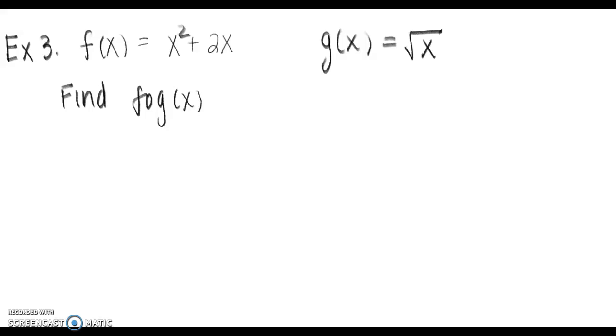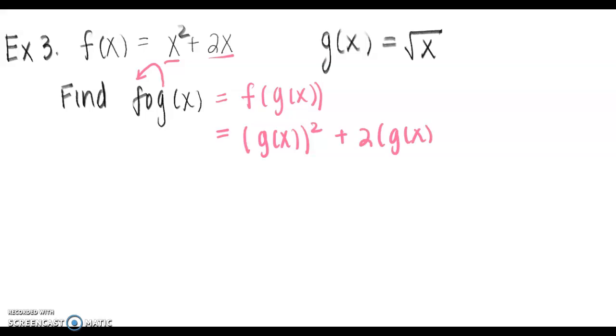Alright, so this is the last example I'm covering. So example number 3, where f of x is equal to x squared plus 2x, and g of x is equal to the square root of x, and we need to find f of g of x, which is the same thing as plugging in g into f of x. So we could rewrite it like this. And so wherever you see an x in f of x, you're going to replace that x with g of x. So g of x squared plus 2 times g of x.